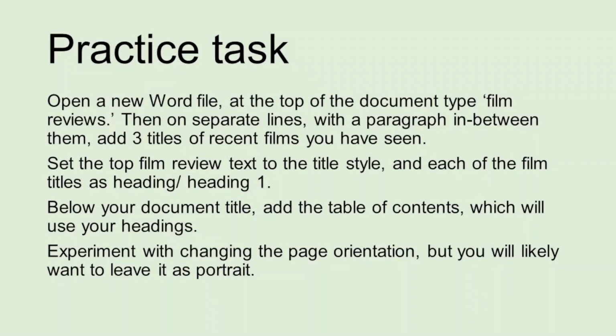Practice task. Open a new Word file. At the top of the document, type Film Reviews. Then, on separate lines, with a paragraph in between them, add 3 titles of recent films you have seen. Set the top film review text to title style and each of the film titles as heading 1. Below your document title, add the table of contents which will use the headings. Experiment changing the page orientation, but you will likely want to leave it as portrait.